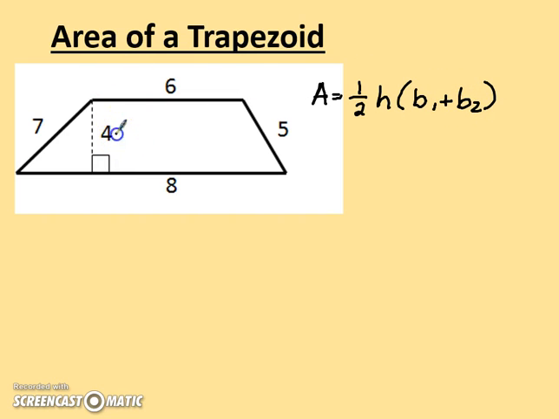Now remember, our height has to be at a 90-degree angle. So this is our height because that's a 90-degree angle. This is not the height. This is not at a 90-degree angle. This is a very acute angle.